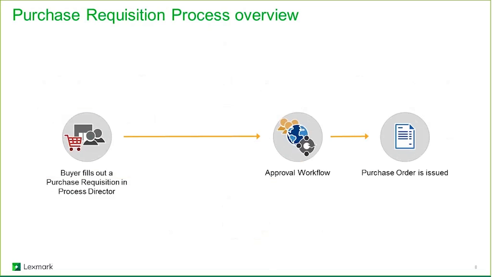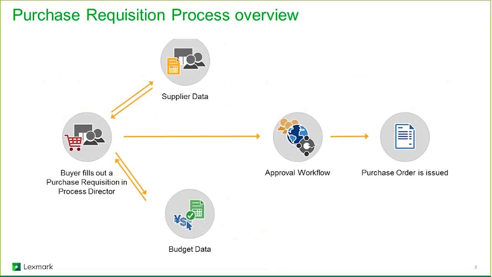So let's take a look at the requisition process. You notice here that it begins with the buyer filling out a purchase requisition in Process Director. And of course, the Process Director solution is integrated with the SAP catalog or some third-party catalogs to be able to address filling out the requisition with materials and or adding manual transactions such as consulting and other information on the requisition that could be used.